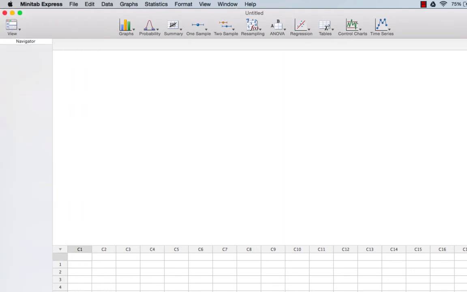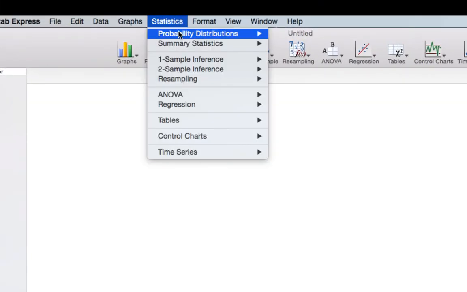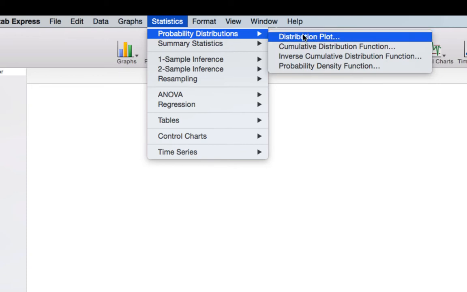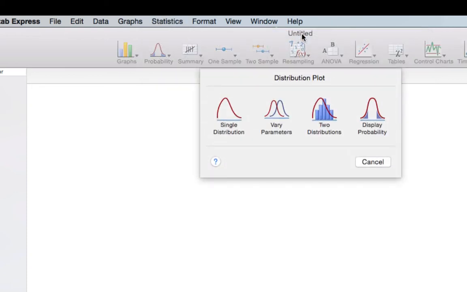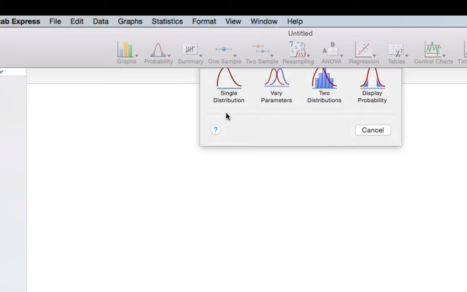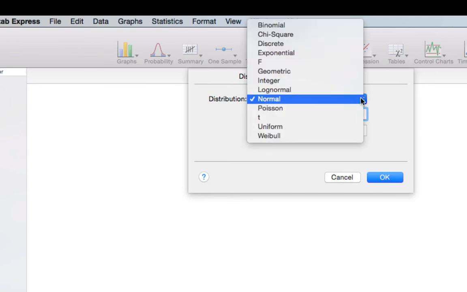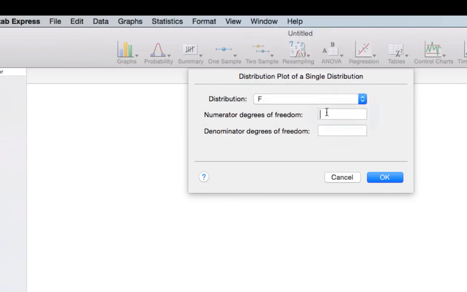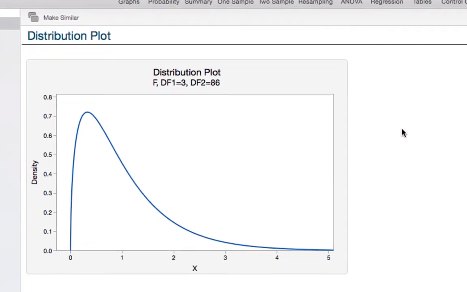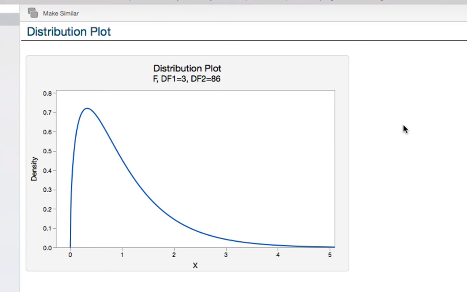I'm on a Mac, so I'll go to Statistics, Probability Distributions, Distribution Plot. If you're on a PC, it will just be Statistics, Distribution Plot. We'll construct a distribution plot of a single distribution. This is an F distribution with 3 and 86 degrees of freedom. This is our F distribution.